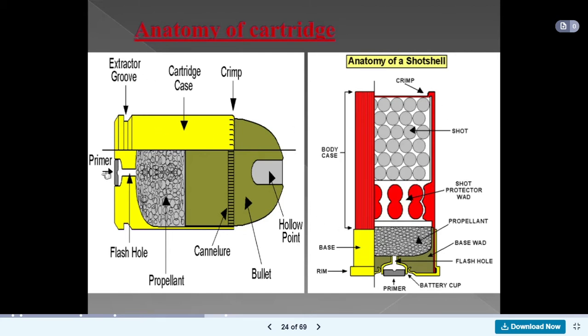Sometimes the structure group, sometimes the primer. Later on, our topic, shot protector wad. Propellant. Base wad. Flash hole. So, the battery cap, or primer. They are all the same. Primer. So, not quite, the battery cap is here. The primer in a shotgun is placed like so. Rim, base. So, these are the anatomy of a cartridge, either from a bullet or from a shotgun shot shell.